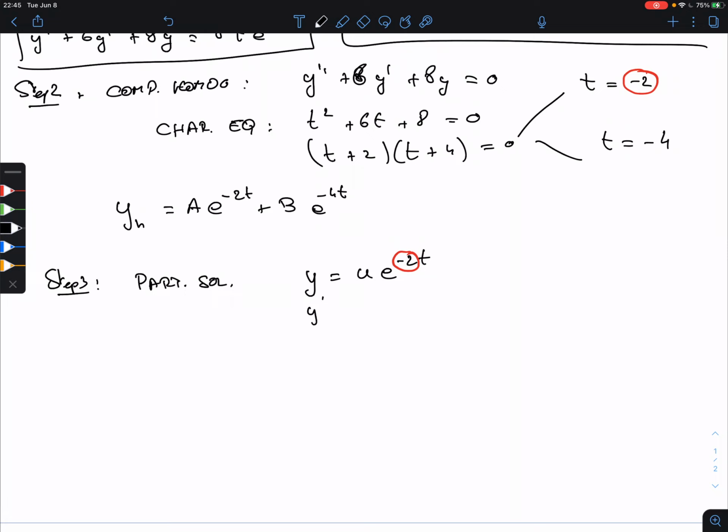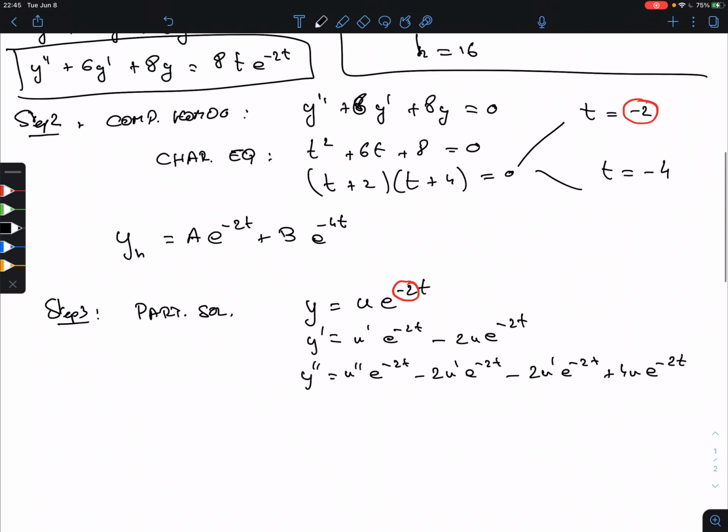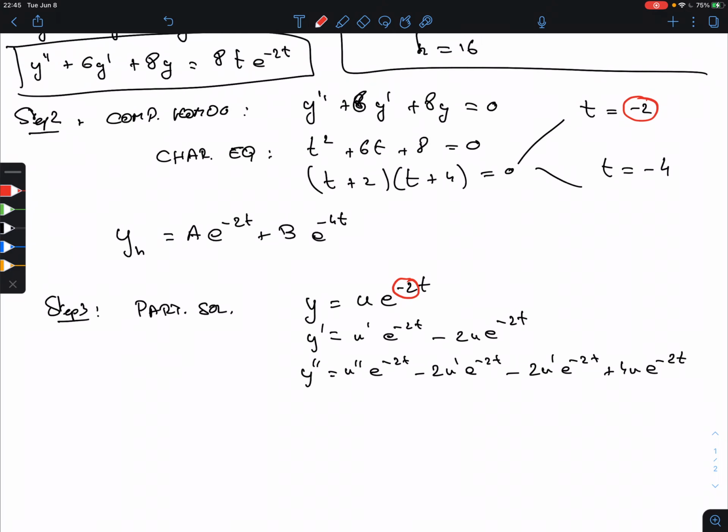Okay, we need y prime. Y prime is u prime e to the minus 2t minus 2u e to the minus 2t. Y double prime is u double prime e to the minus 2t minus 2u prime e to the minus 2t, and then take the derivative of the second one: minus 2u prime e to the minus 2t, and plus 4u e to the minus 2t. Okay, we have to plug this all into our equation, so just to put the coefficients here, we're going to have 6 times this and 8 times this, and then just 1 times this.